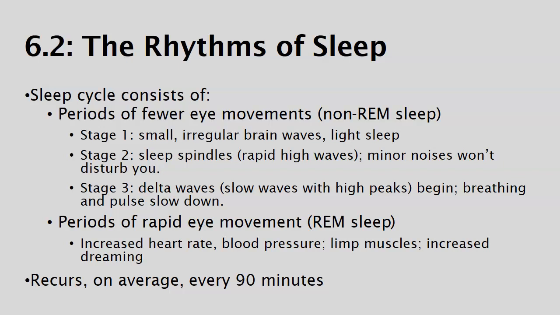Stage 3 then involves delta brain waves, which are very slow waves that have high peaks. Our breathing and pulse will start to slow down as we get deeper and deeper into sleep. Eventually we'll enter REM sleep, which is associated with increased heart rate, blood pressure, our muscles go limp, and we have increased vivid dreaming. We do dream during non-REM sleep, but those dreams tend to be shorter and less vivid.